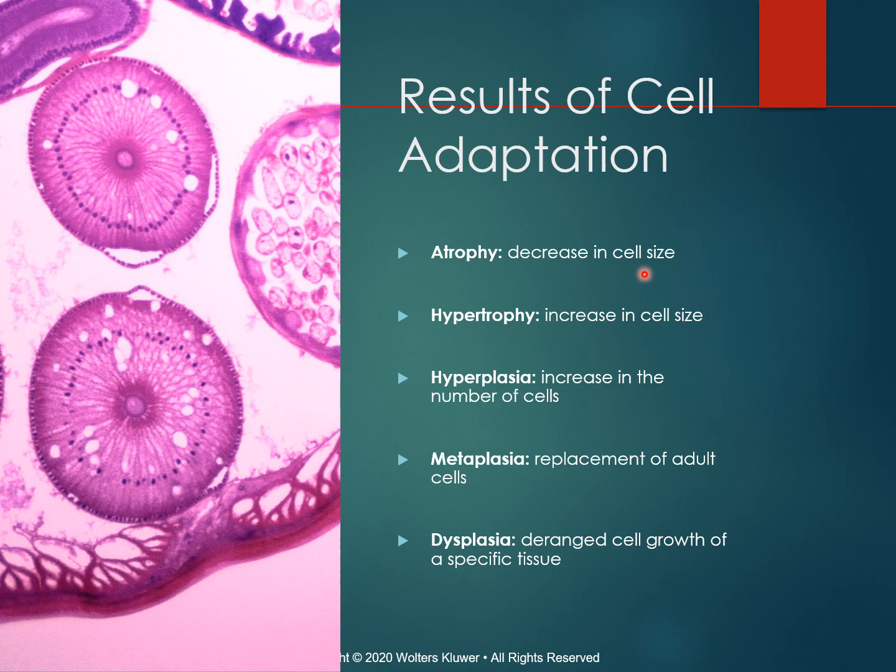And the final type of cellular adaptation is something called dysplasia. This is deranged cell growth of a specific type of tissue. We see a lot of dysplasia, similar to metaplasia, with chronic irritation and inflammation. We call it an adaptive response because it can be reversed under normal conditions. So if that stressor of irritation or inflammation goes away, we can see that dysplastic adaptation stop.